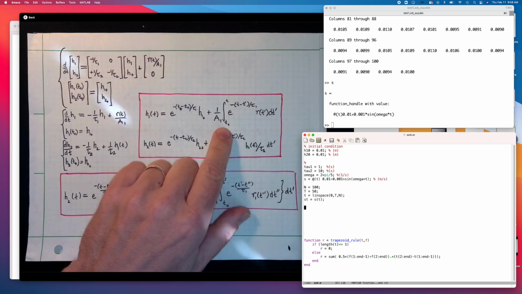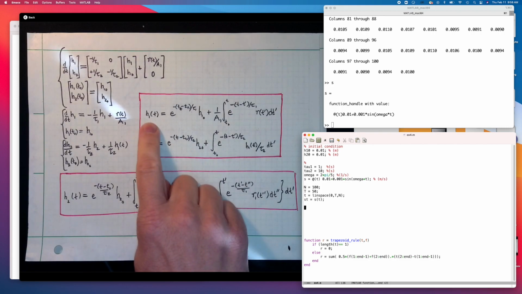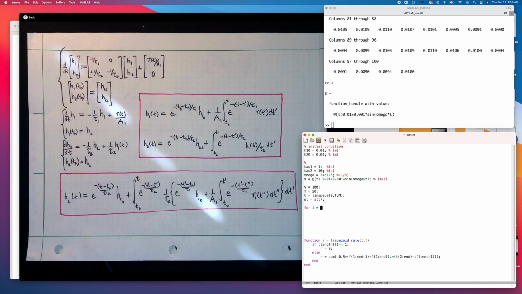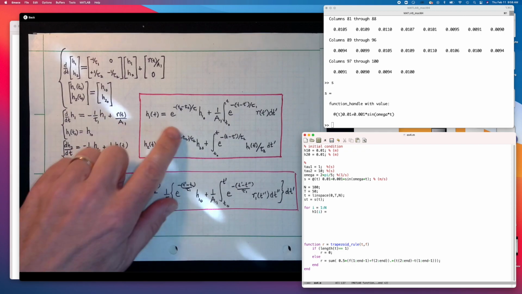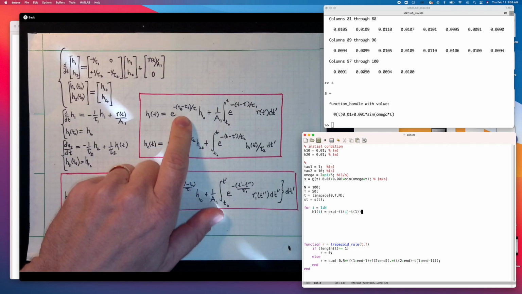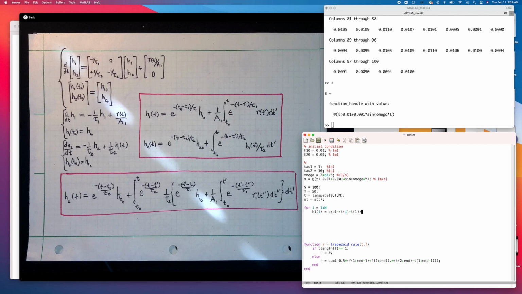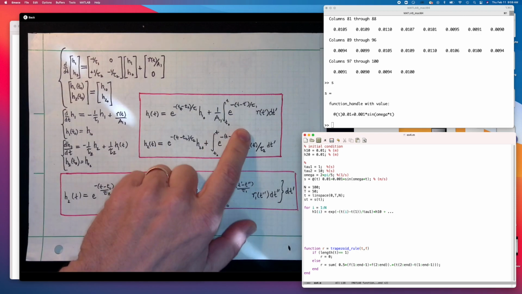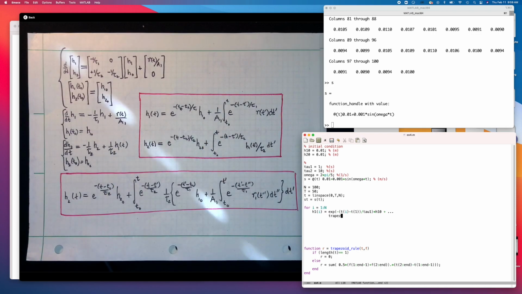And now we want to do the integral. So we're going to evaluate h1. For i equals 1 through n, h1 of i is going to be equal to the first part, which propagates the initial condition: exponential of minus t sub i minus t1, where t1 is the same as t naught, divided by tau 1, multiplied by the initial condition h1 0, plus then the integral, and for that we're going to use the trapezoid rule.